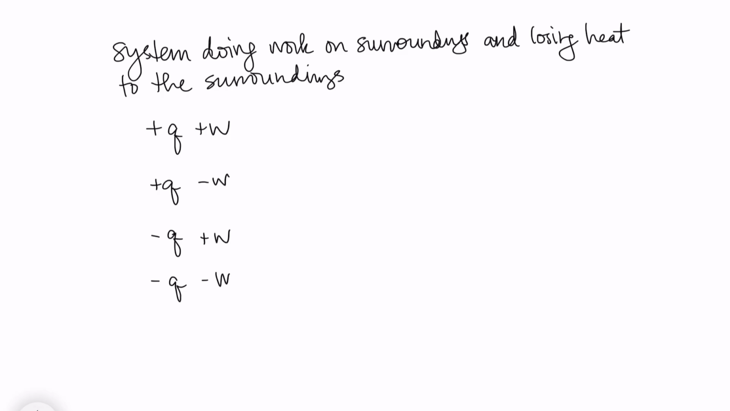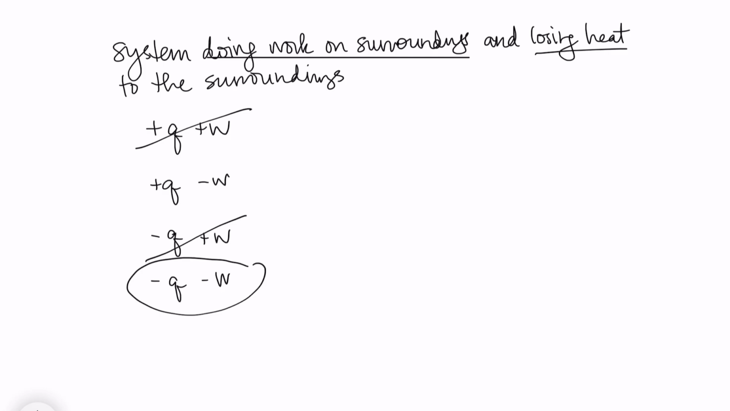Okay. The first thing they tell me is that the system is doing work on the surroundings. So that means the system is pushing on the surroundings. Pushing takes work away from the system. It has to exert energy in order to do that. So that means my work will be negative. So I'm going to eliminate choice 1 and 3 because my work should be negative. And then they tell me the system is also losing heat to the surroundings. If I'm losing heat to the surroundings, that means heat is leaving the system and therefore energy is leaving the system. So I'm going to have a minus Q and a minus W.